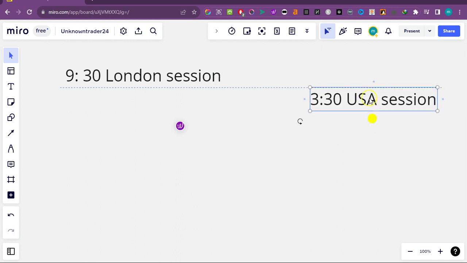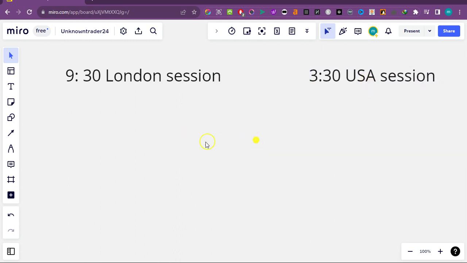So if you look here, we have two things. If you are using United States time, the London session will be 3:30, and during the US session it's gonna be 9:30. You just flip these times. But if you're using South African time like me, then these are your times. 9:30 is when the US session officially opens.